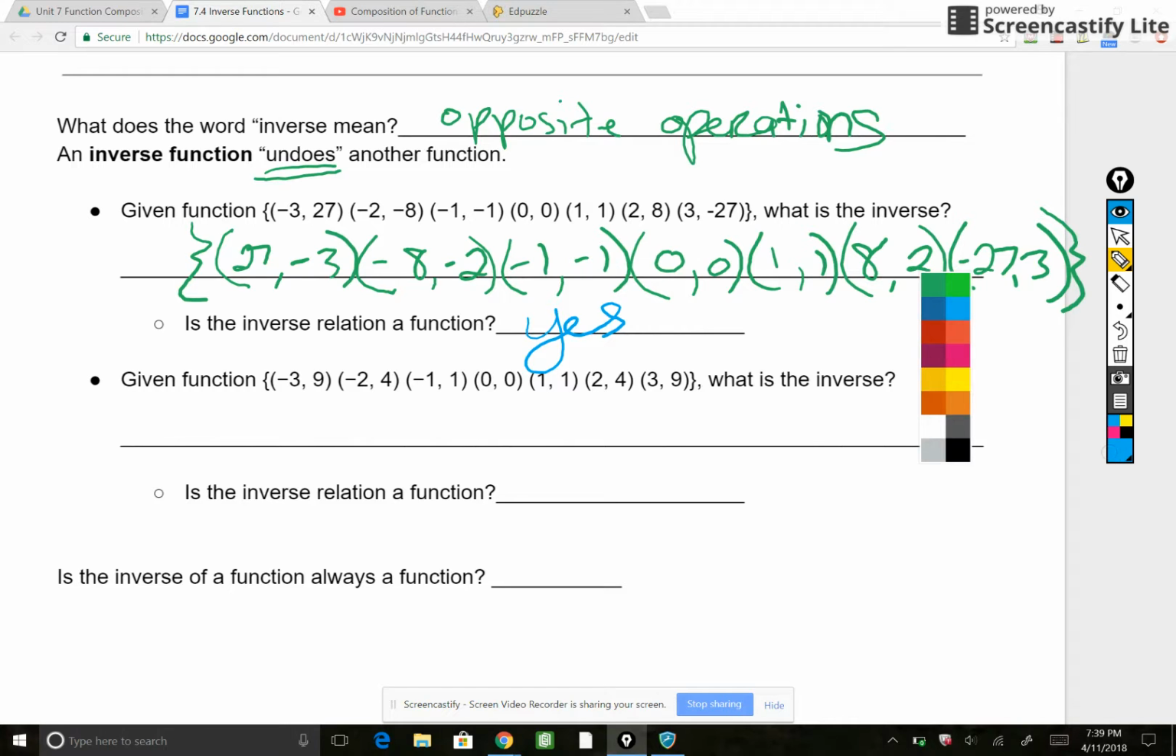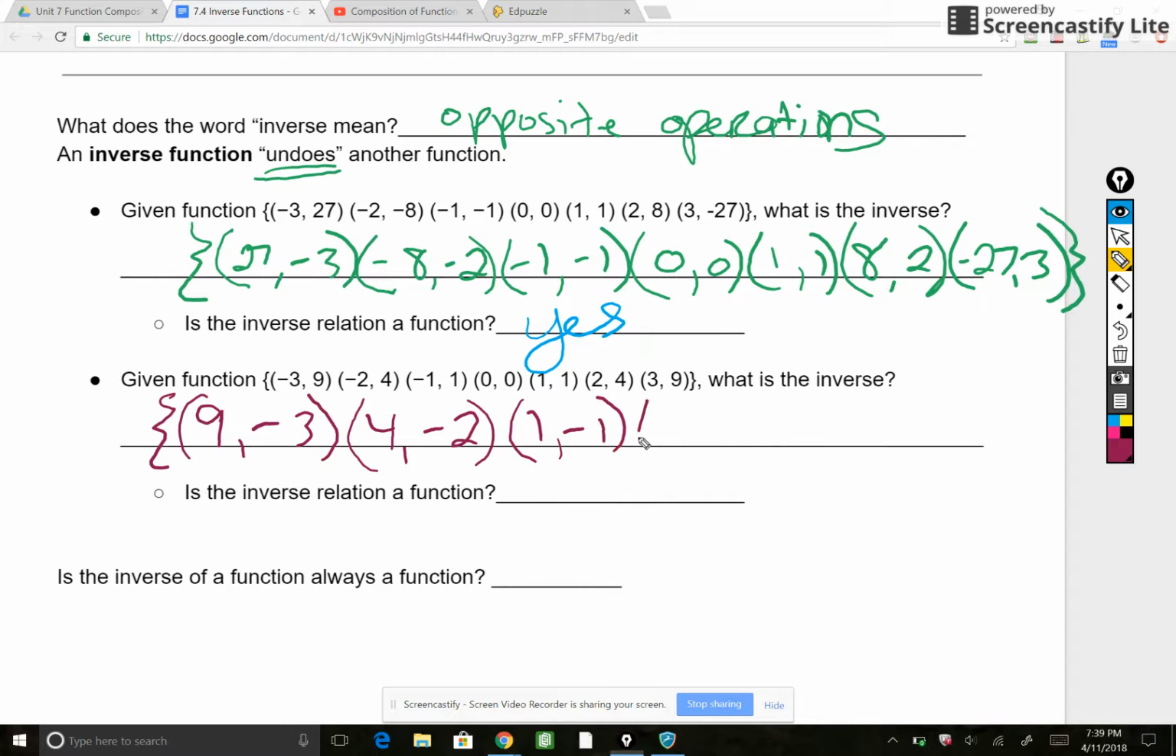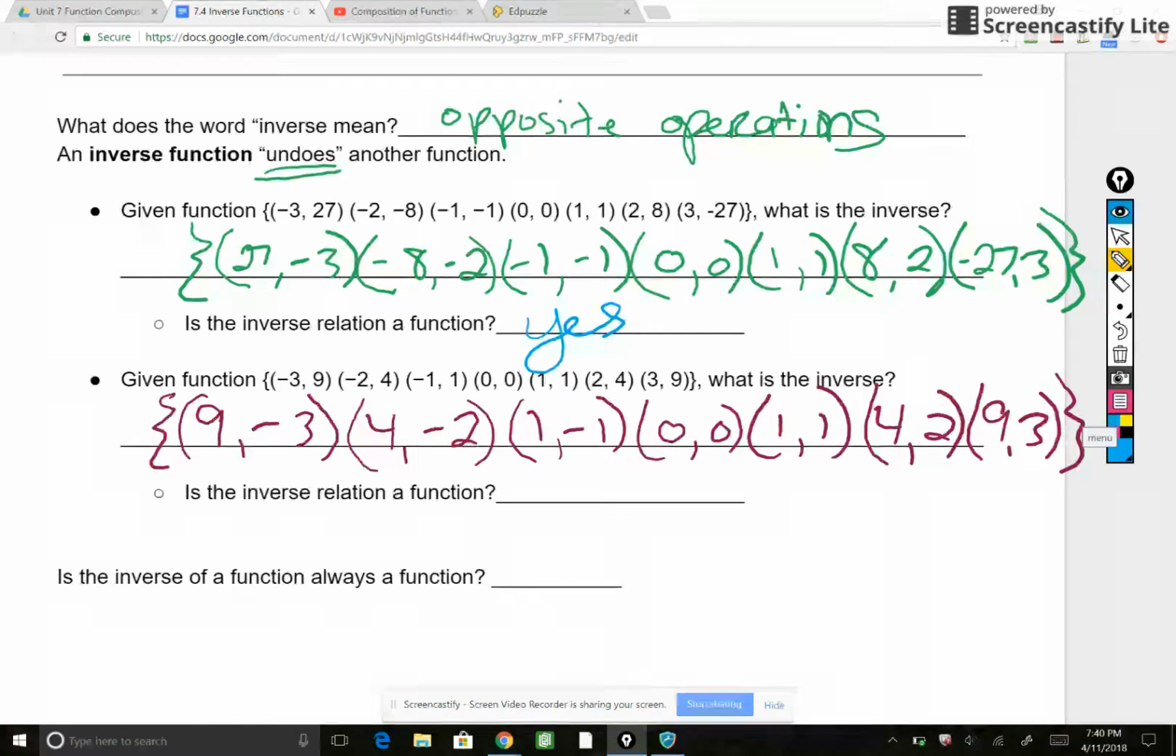Then go down to the next one. Flip all the points. And then it asks if it's a function. Well, no, if you notice 4 goes to -2 and 4 goes to 2. So this is not a function. It says, isn't the inverse of a function always a function? No. Sometimes it can create something that's not a function.